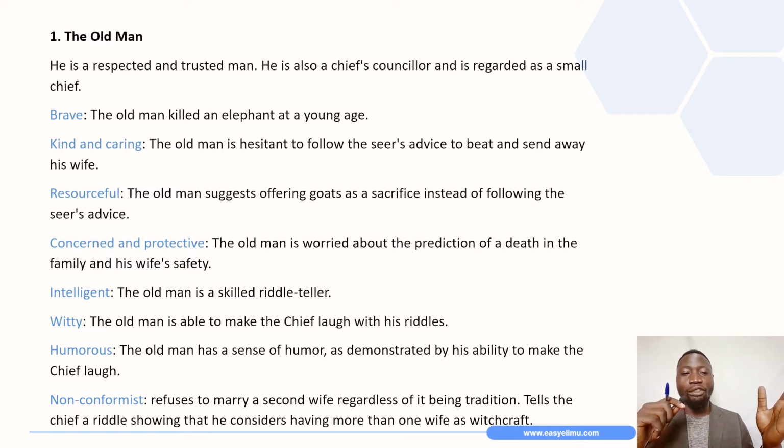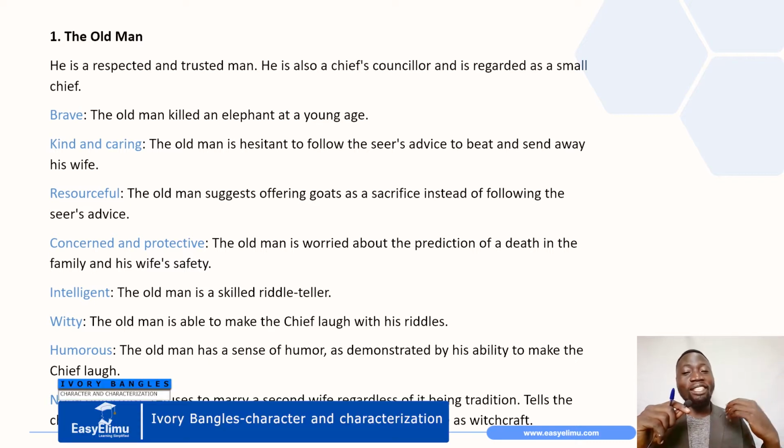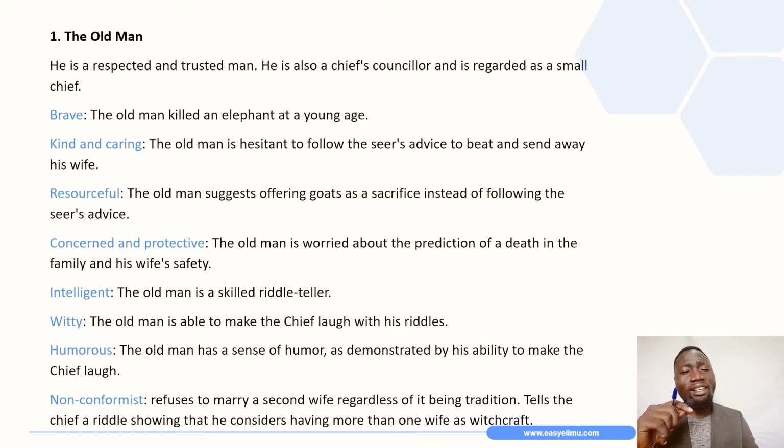So beginning with the old man, what are some of the character portrayals that we see in him? We are told that the old man is brave. Remember, he killed an elephant at a young age. That shows the courage or the bravery in him. The old man is also kind and caring. He is hesitant to follow the seer's advice to beat and send away his wife. So I think under that we can also include loving.